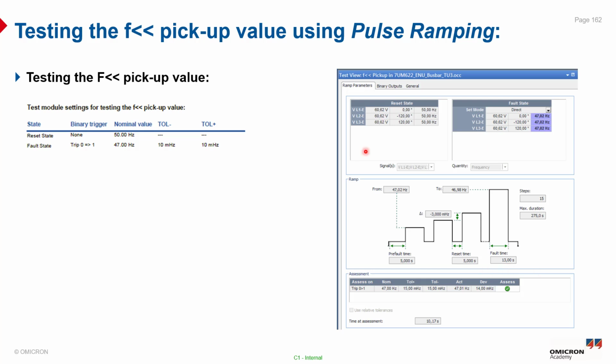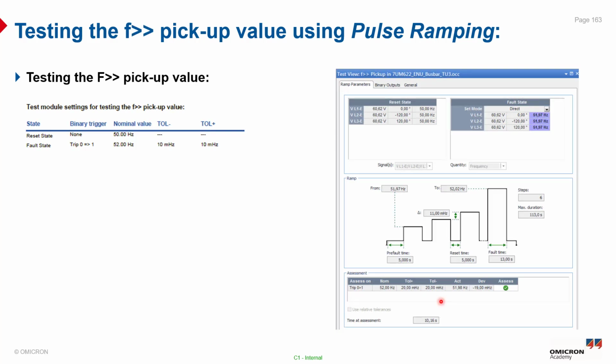So here at the end of the day, you will have the reset state, so there is no need for the binary trigger conditions because these are the nominal values of the voltage and the frequency. But in the fault stage, we will take the trip command changing status from 0 to 1 as a binary trigger condition, and the nominal value which is expected is 47 hertz with a tolerance of plus or minus 10 millihertz, and you can see the assessment level here using the pulse ramping module.